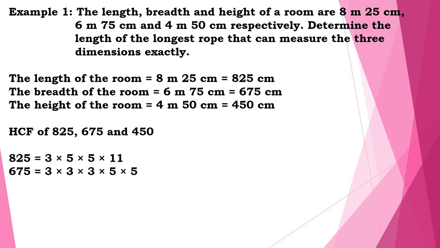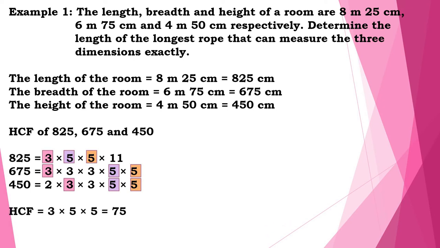675 is equal to 3 into 3 into 3 into 5 into 5, and 450 is equal to 2 into 3 into 3 into 5 into 5. So now we will take the common factors out, right? So 3, 3 and 3 are common here. What else? 5, 5 and 5. Is anything there? Yes, 5, 5 and 5. So we have 3 common prime factors here. So HCF will be 3 into 5 into 5, that is 75.